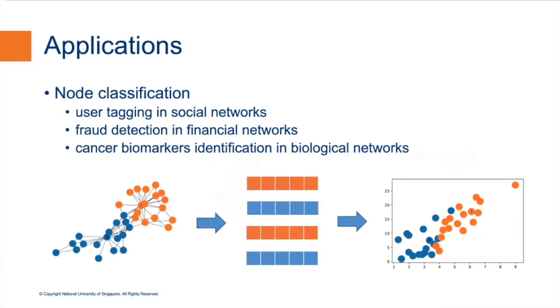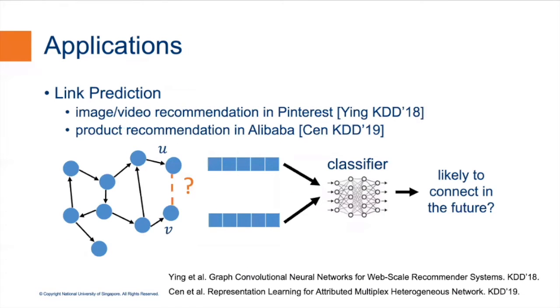For example, we can use the embeddings as features and then train a classifier based on the embeddings for node classification tasks, including user tagging in social networks and fraud detection in financial networks. As another example, we can take the embeddings of two different nodes and use a classifier to decide whether the two nodes are likely to be connected in the future. This approach is adopted by Pinterest to recommend images and videos to users, and by Alibaba to recommend products to customers.